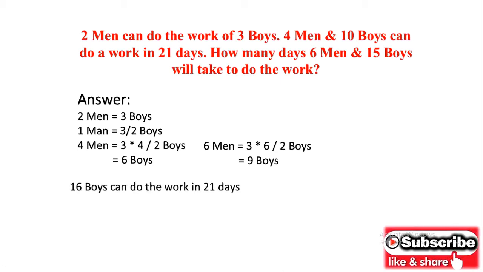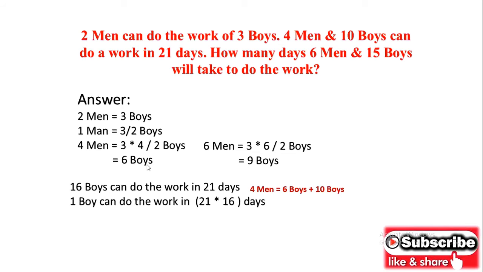Now 16 boys can do the work in 21 days. So how have we found 16 boys? So here 4 men is equal to 6 boys, right? We have found out that 4 men is equal to 6 boys, plus 10 boys. So we've converted men into boys, so we're not taking this number of men. Instead, we have to take the number of boys we have converted, right? So 6 boys plus 10 boys is equal to 16 boys. So 16 boys can do the work in 21 days.